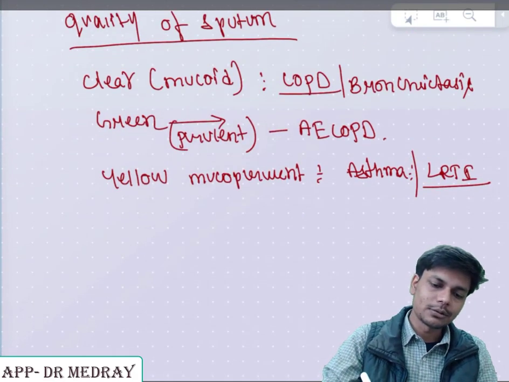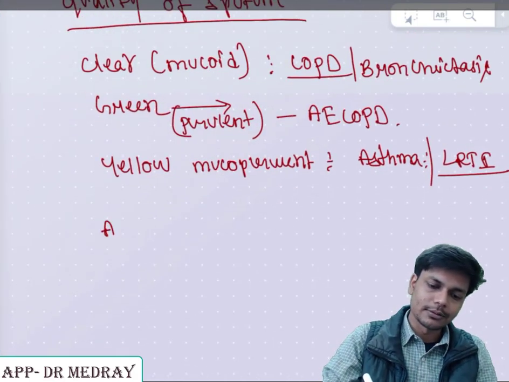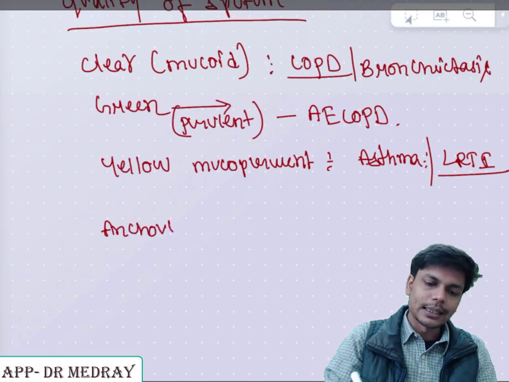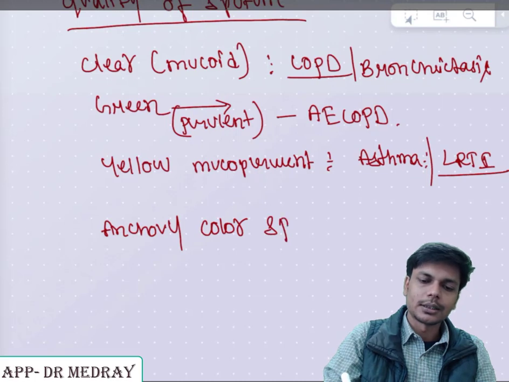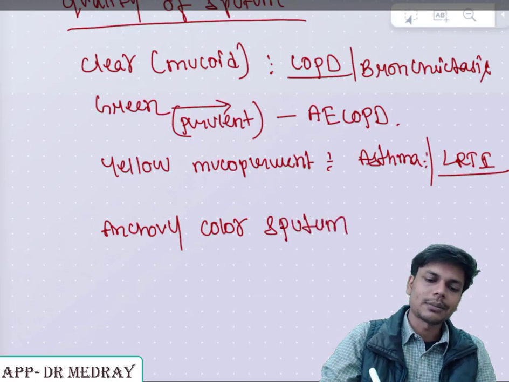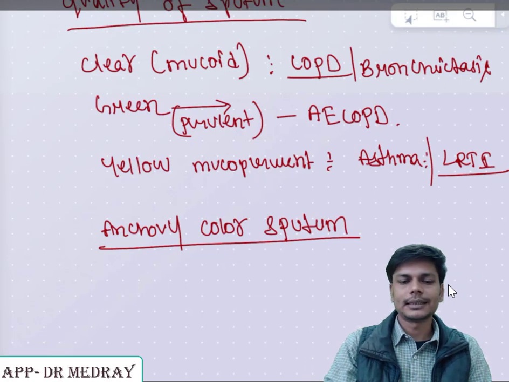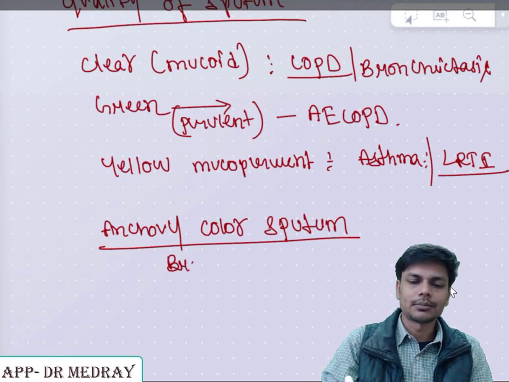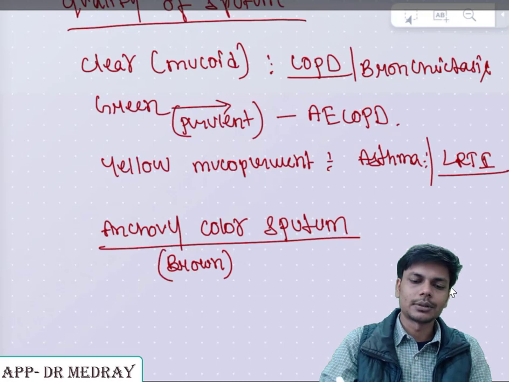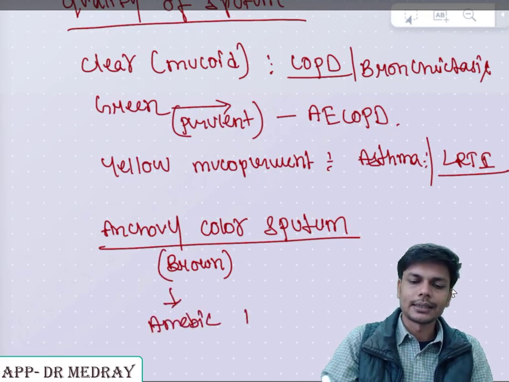The patient may present to us with anchovy-colored sputum. So this is a brown color sputum, typically seen in amoebic liver abscess.